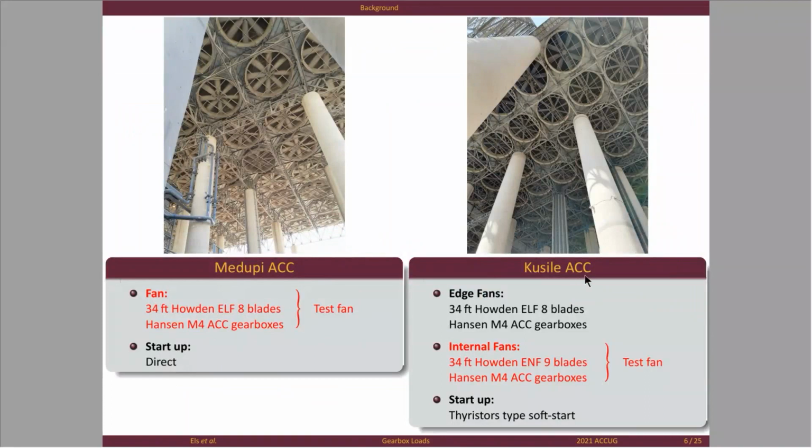And then at Kusile, it's about the same size. They've got the edge fans that are identical to the Medupi ones, and unfortunately we didn't know that beforehand, because otherwise we could have done a very good comparison. They've got internal fans there, which have much lighter blades, and the interesting one is they've got 9 blades, so it's an uneven number. Again, the same Hansen gearbox, and they've got a thyristor soft start.